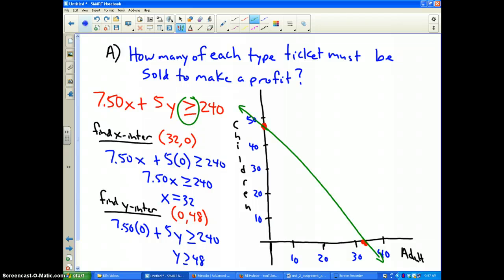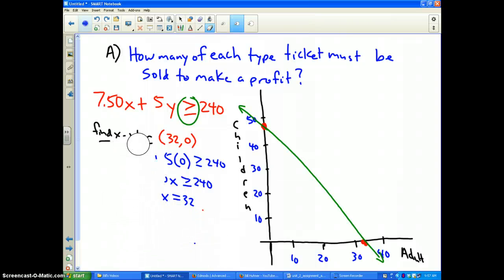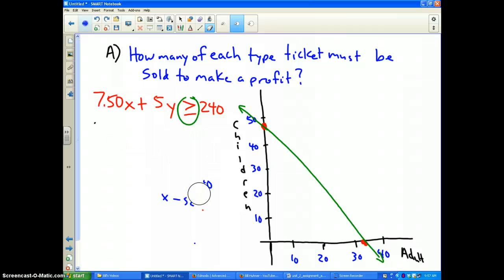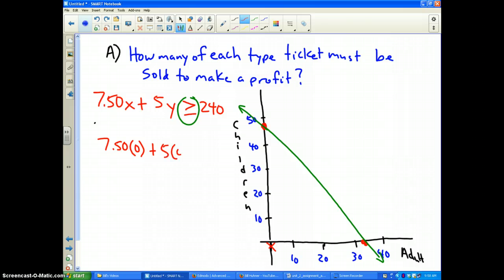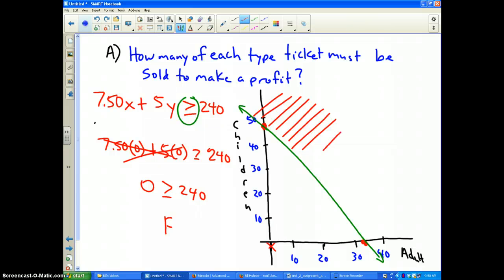And finally, what side do I shade? Well, I'm going to erase all this bottom stuff. And we need to test a point. And as I mentioned in prior videos, since (0, 0), and I'll put a little X there, since (0, 0) is not on our graph, I'm going to test (0, 0). And obviously this side becomes 0. Is 0 greater than or equal to 240? The answer is false. So therefore I shade the other side of my graph.